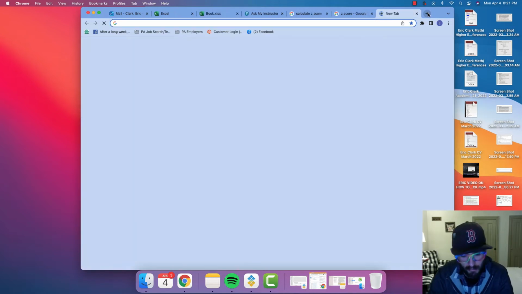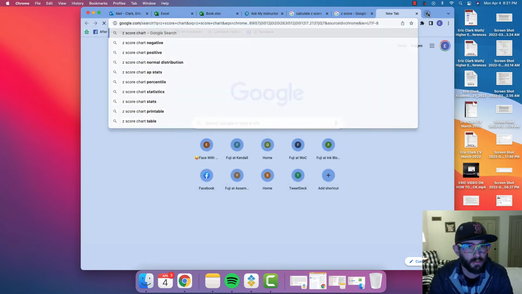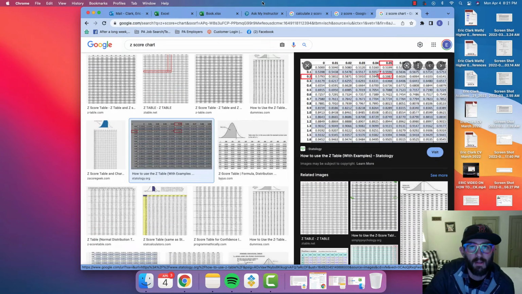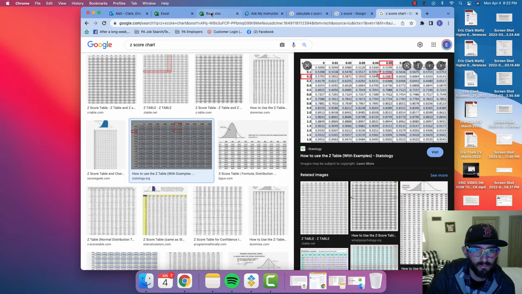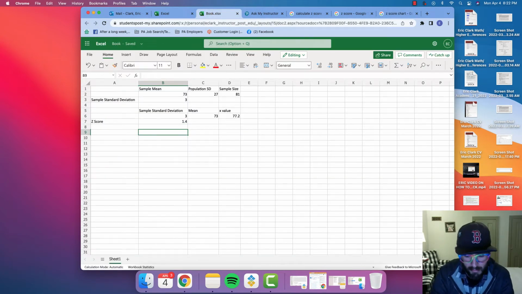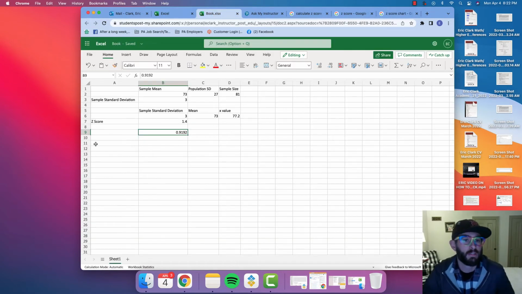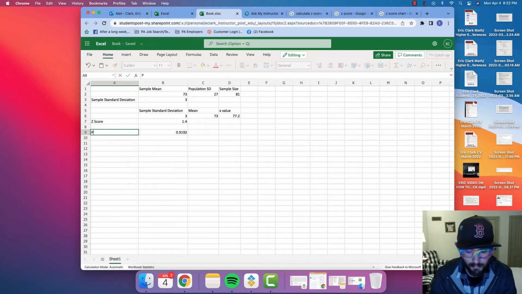So what we're going to do is find the z-score chart, and then the positive z-score chart. Our z-score is 1.4, so I'm going to go down to 1.4 in this column right here. The cumulative probability of a z-score of 1.4 is going to be 0.9192. Let me just confirm that I read that correctly. 0.9192. Perfect.